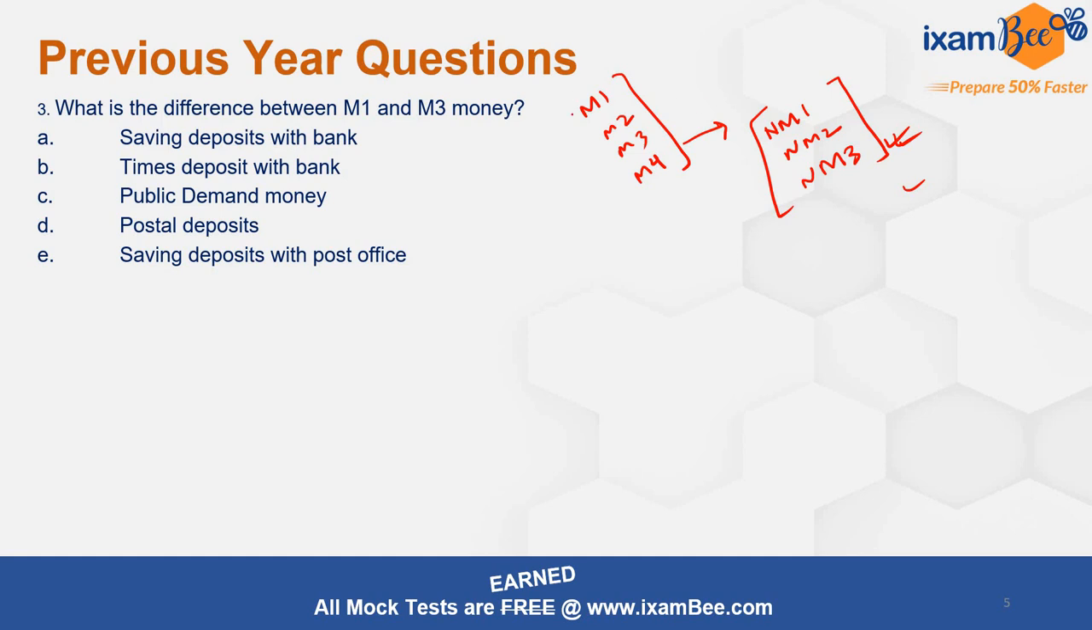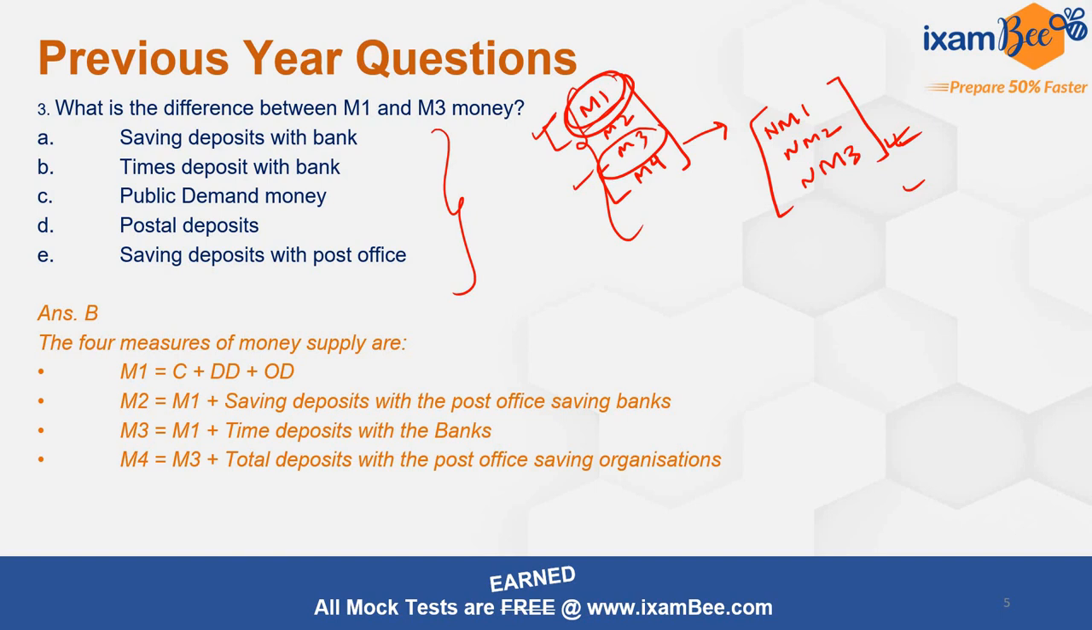Okay, so you just have to find out among the options what the difference is between M1 and M3. Now M3 and M4 are the broad measures of money supply, whereas M1 and M2 are narrow measures of money supply. So among these categories, what is it that differentiates M1 from M3? Here the right answer is answer B, time deposits with bank.